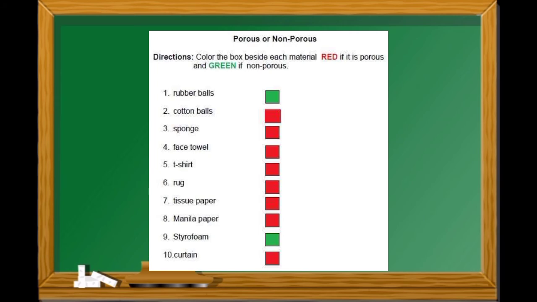Number 1, green, non-porous. 2, red, porous. 3, red, porous. 4, red, porous. 5, red, porous. 6, red, porous. 7, red, porous. 8, red, porous. 9, green, non-porous. 10, red, porous.